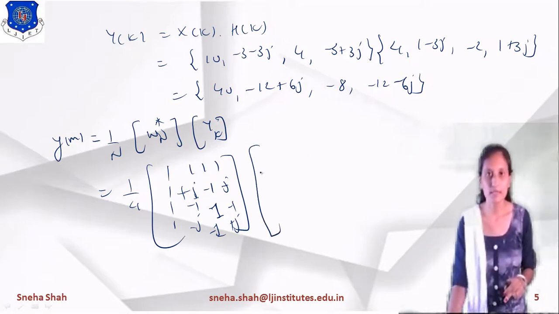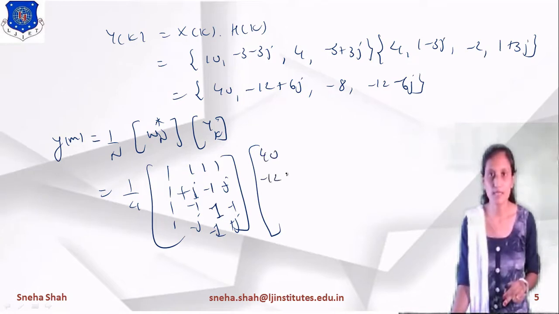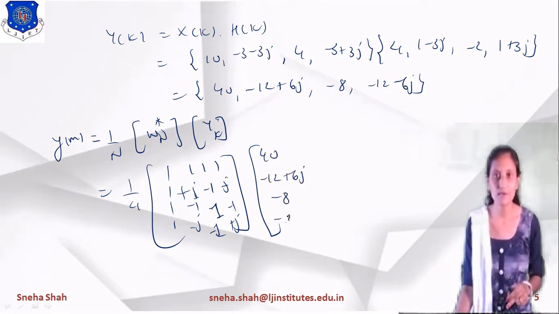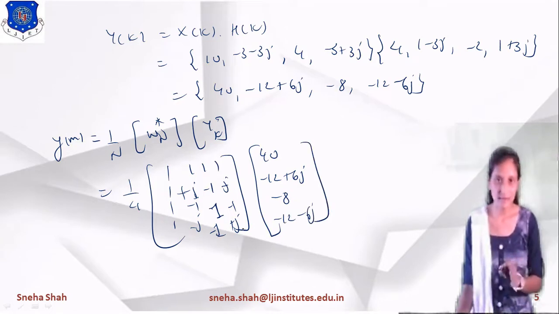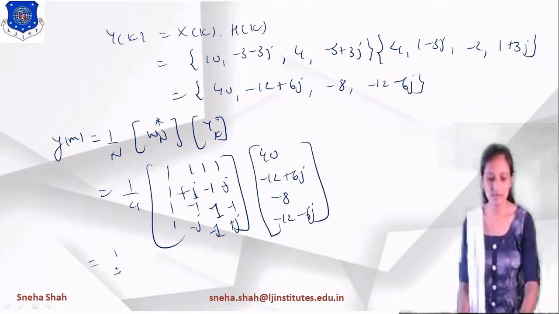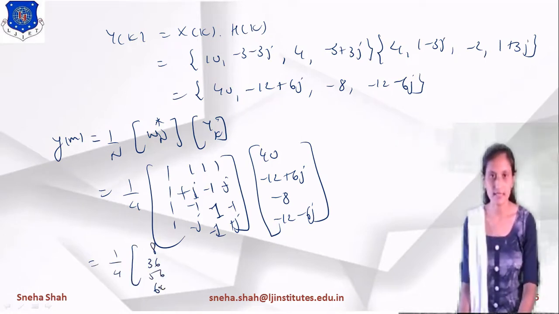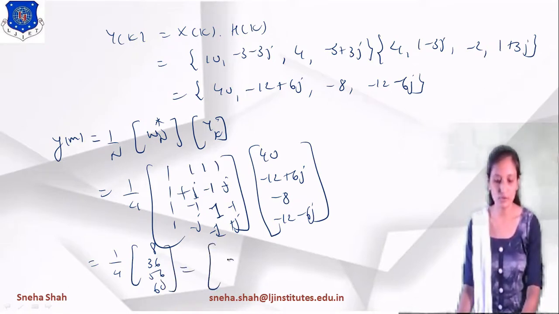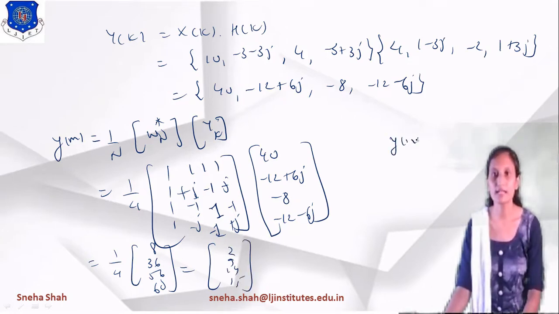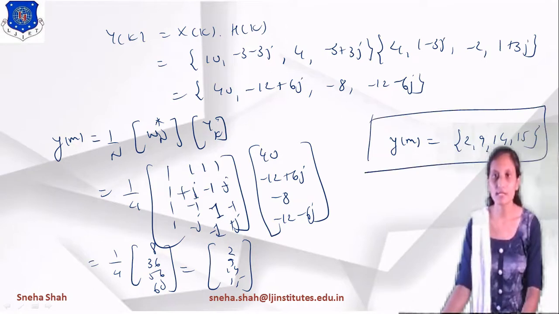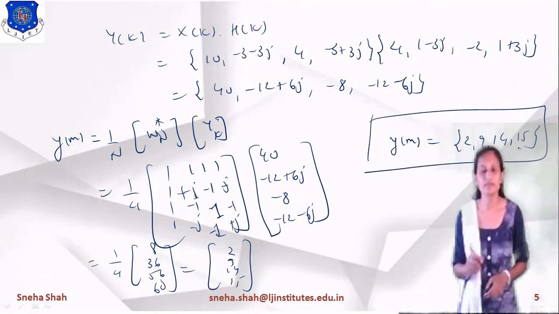It will be multiplied with this Y of k, which is 40, minus 12 plus 6j, minus 8, minus 12 minus 6j, right? Now if I simplify this, the answer is 8, 36, 56 and 60. Now this will be divided by 4, and the answer is 2, 9, 14, 15. So this is your final answer of convolution: y of n equals 2, 9, 14, 15. This way we can find the linear convolution using the DFT, IDFT method.